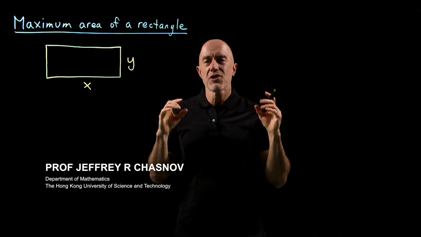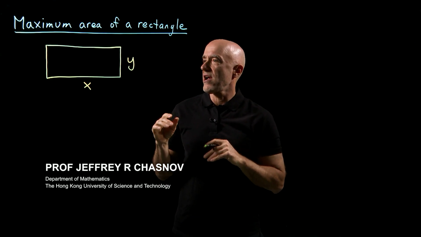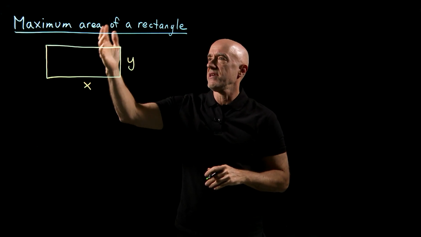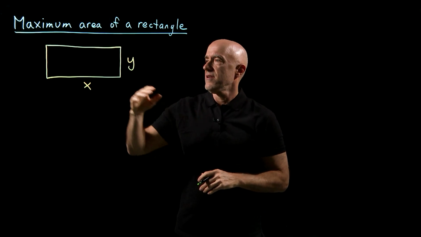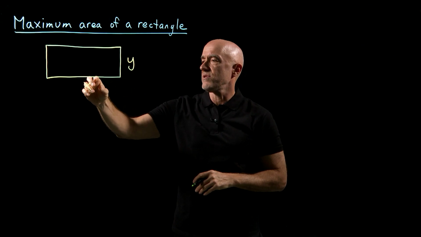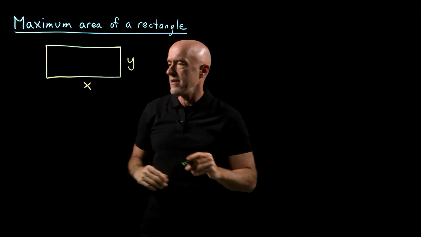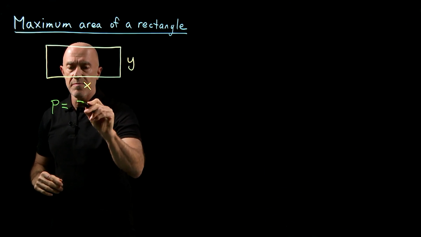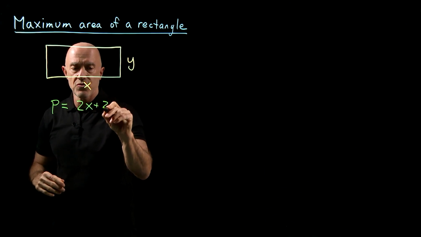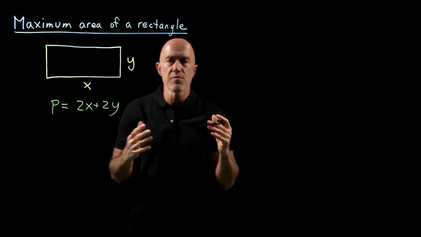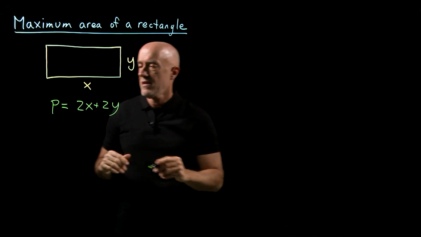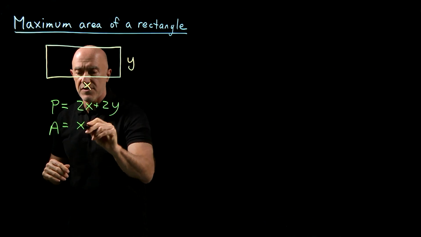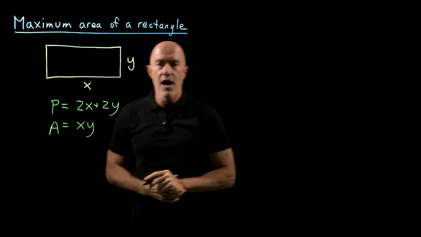So I would like to show you the proof that for a given perimeter, the square maximizes the area of a rectangle. So let's look at a rectangle with side lengths x and y. The perimeter of the rectangle is given by 2x plus 2y. We're going to assume the perimeter is fixed. The area of the rectangle is given by the product of the sides, x times y.